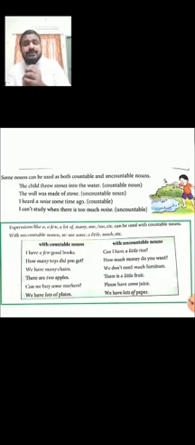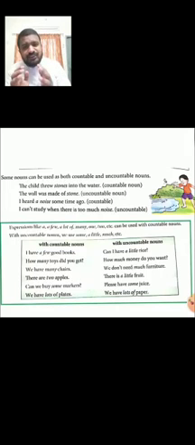And look at the next sentence. The wall was made of stone. There, it is an uncountable noun. Look at the next example. I heard a noise some time ago. There, a noise. So it is a countable noun. I heard a noise. But look at the next sentence. I can't study when there is too much noise. So there, noise is being used as an uncountable noun.